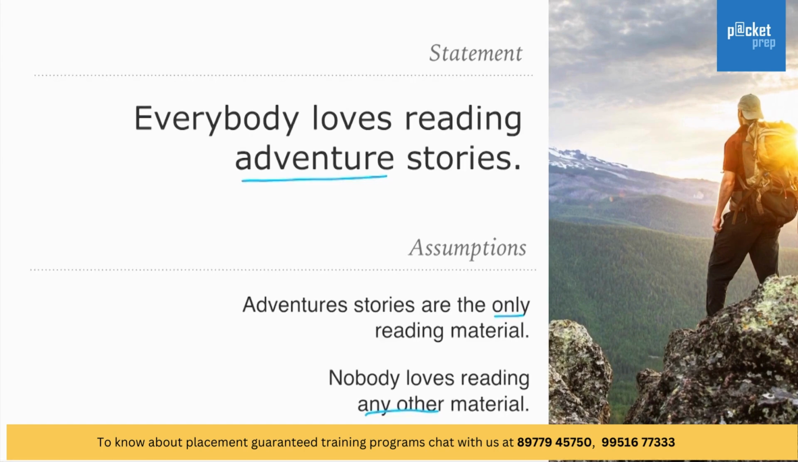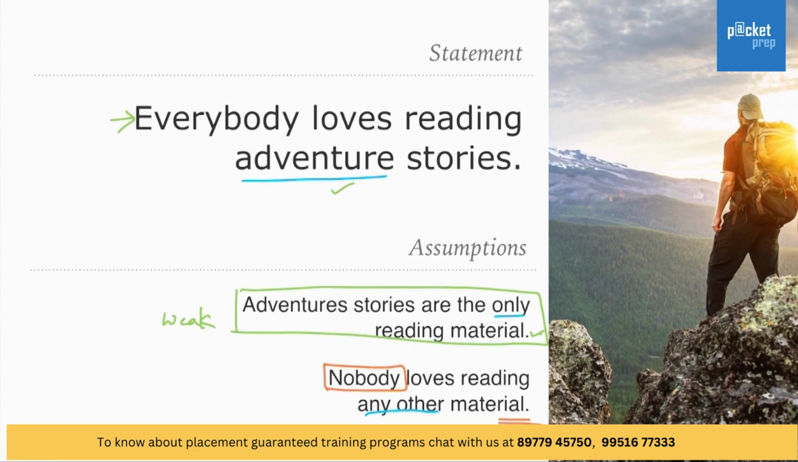Now, in order to get to this statement, probably we might assume that they are the only material, maybe because of that they have taken this decision. But we cannot directly assume that this is the only thing, because there could be books which are of different stories other than adventure. So this is not strong, this is actually weak. So we cannot go by our personal real life experiences. In the second assumption, we cannot claim that nobody loves reading any other material. This also we cannot assume directly. So even this is weak. So personal assumptions have to be excluded.